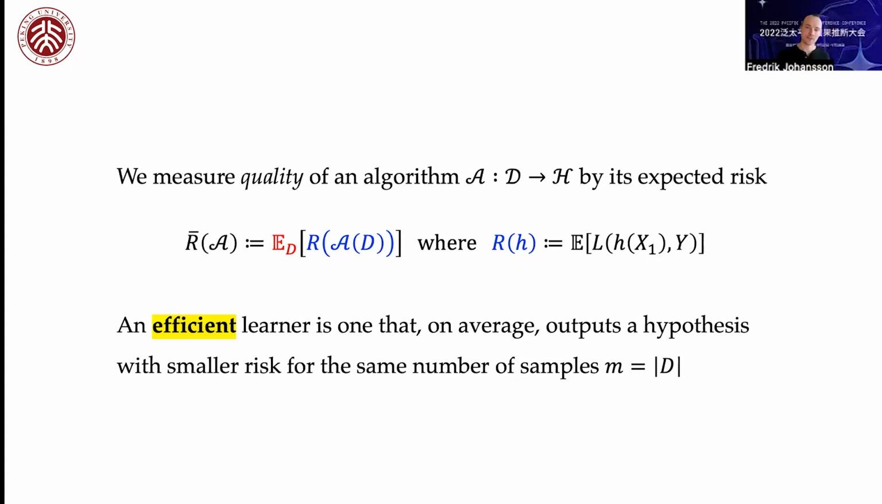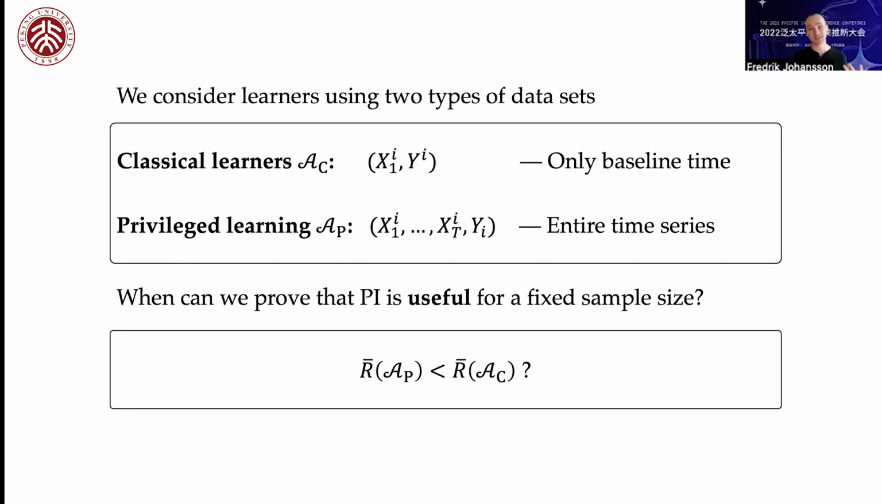Okay, so as you might already have guessed, we will compare two classes of learners. There will be the classical learner, which uses only baseline time points or baseline information and outputs or targets. So the baseline information will represent what is used for prediction, what is used as input to the algorithm. And of course, y being the outcome that we're trying to predict. And then the privileged learners will make use of all the data we have access to.